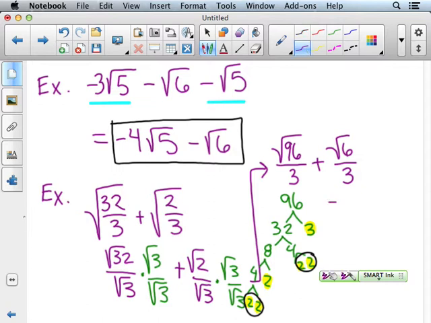That means that I now have 4 square root 6, the 2 times the 3 gave me 6, and the 2 from here times the 2 from here gave me the 4, plus square root 6 all over 3. My common denominator was 3. So now, same radicand, same index, 4 plus 1 is 5. So I get 5 square root 6 over 3. And that's your final answer.